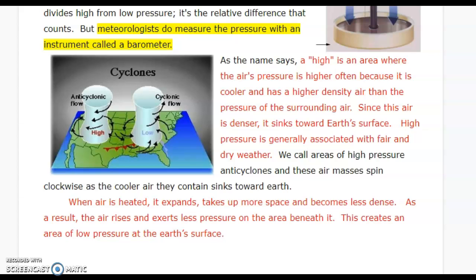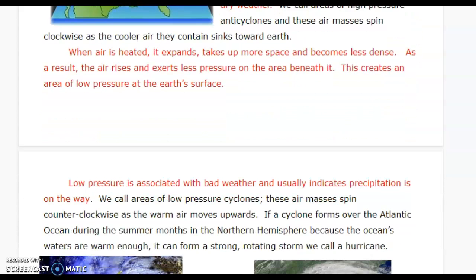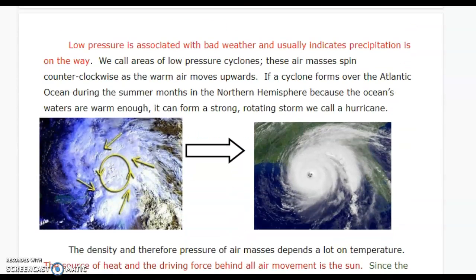When air is heated, it expands, takes up more space, and becomes less dense. As a result, the air rises and exerts less pressure on the area beneath it. This creates an area of low pressure at the Earth's surface. Low pressure is associated with bad weather and usually indicates precipitation is on the way. We call areas of low pressure cyclones. These air masses spin counterclockwise as the warm air moves upwards.